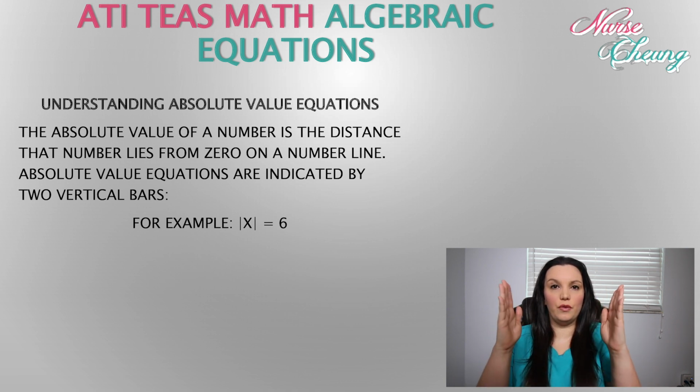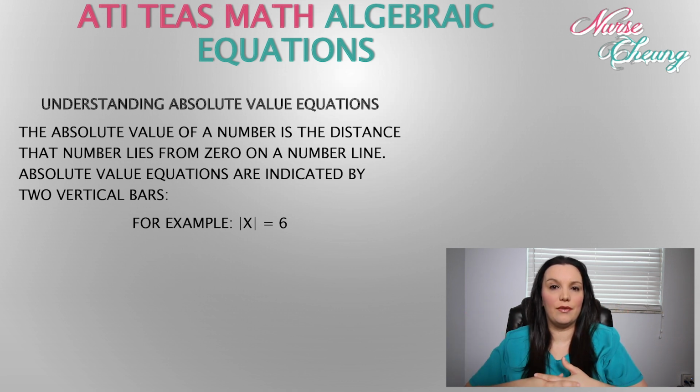So you might see the two vertical bars with an x inside is equal to 6. That is an example of an absolute value equation. Let's figure out how to solve this.